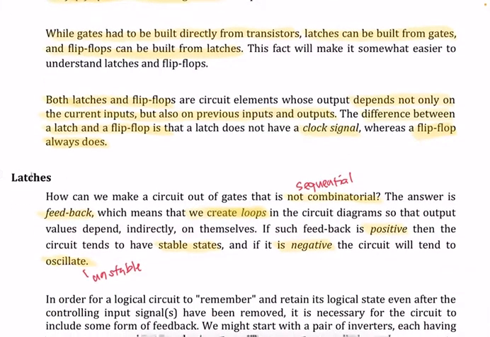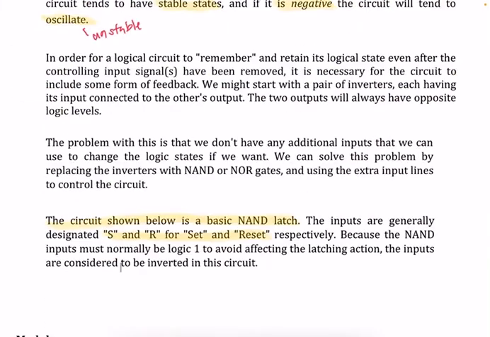So we go now with latches. How can we make a circuit out of gates that is not combinatorial, or that is sequential? The answer is feedback, which means that we create loops in the circuit diagram so that output values depend indirectly on themselves. If such feedback is positive, then the circuit tends to be stable states, and if it is negative, the circuit will tend to oscillate. Ibig sabihin, magiging unstable ang outputs. Okay?